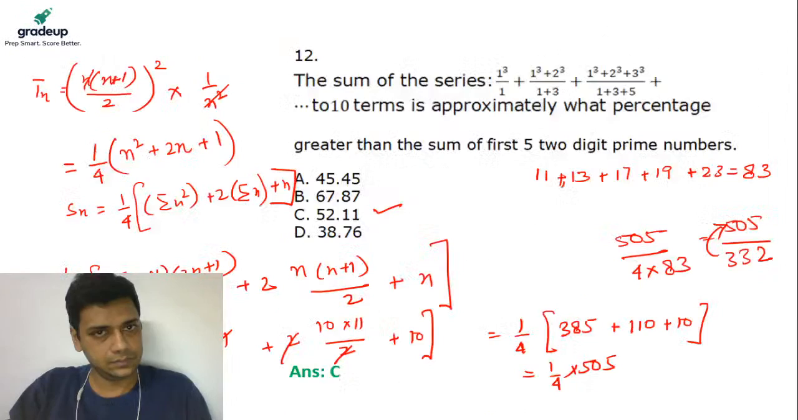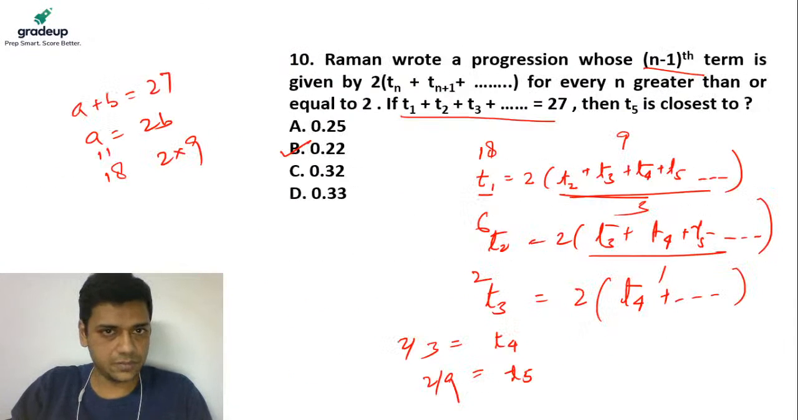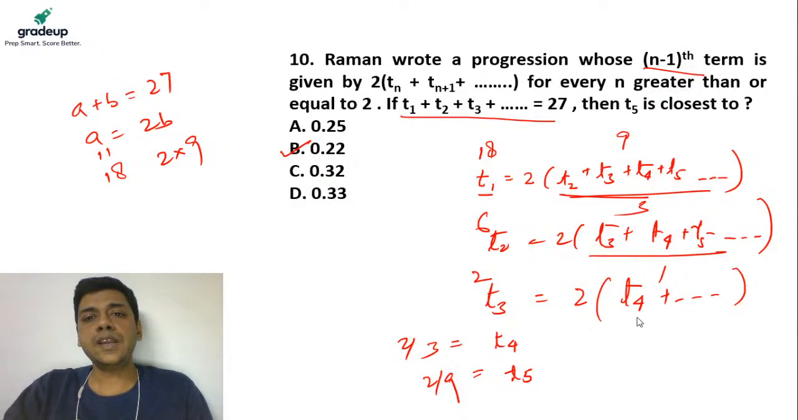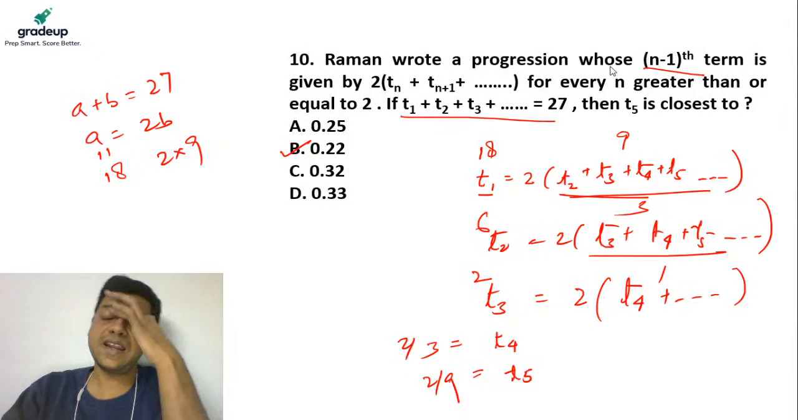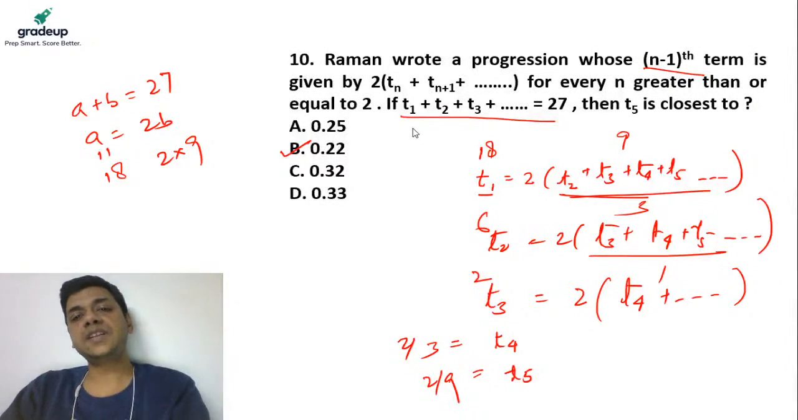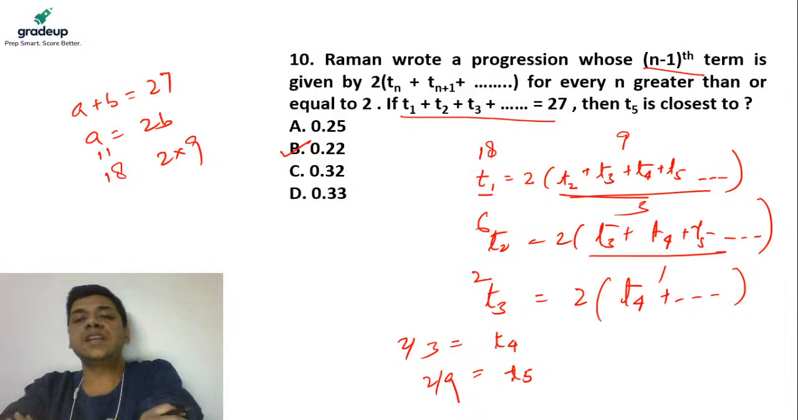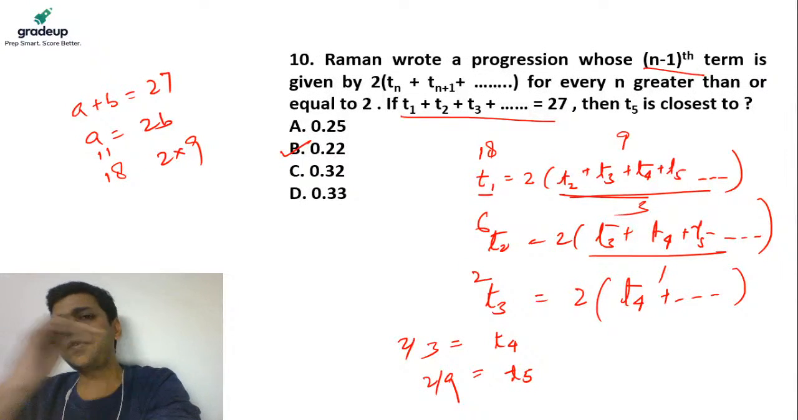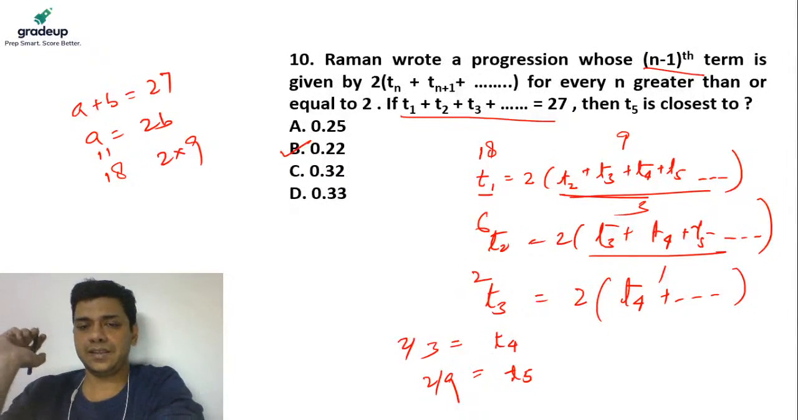What was question number 10? Okay, this one. So Harish, the question said that T1 plus T2 plus T3 up to T infinity is 27. There is a series. And then it says the nth term is 2 times Tn plus 1, Tn plus 2, and so on and so forth. This was my question. So first of all, just understand the series, what's happening.